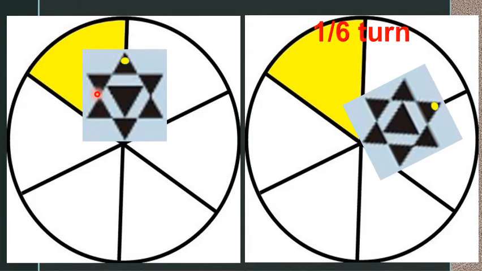Now again this shape is given to us. We have to give 1/6 turn to this shape. This is the original position of the shape. Here you can see that this yellow dot is upwards. After giving 1/6 turn to the given shape, it looks like this. Here we can see that now the yellow dot faces upper right side.